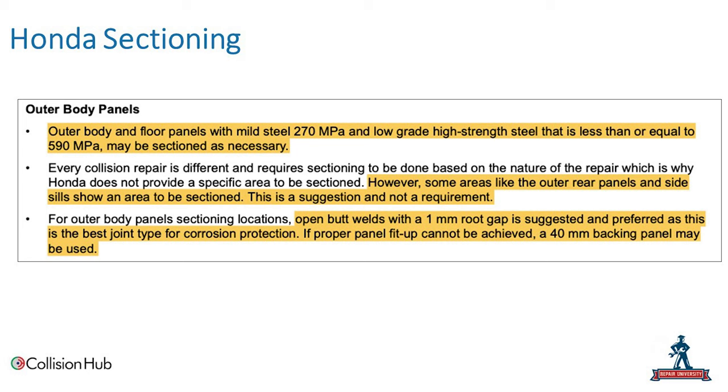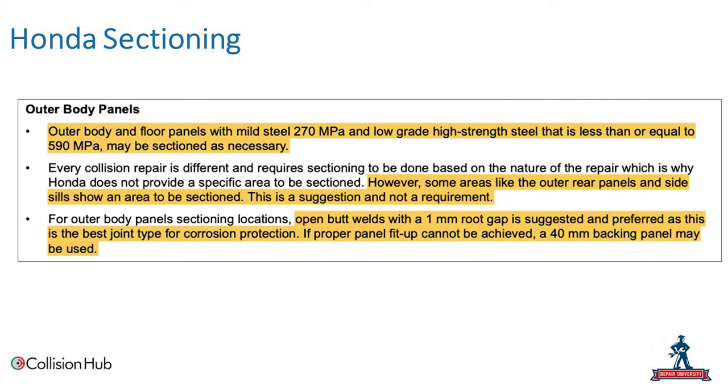Again, they're very specific when it comes to lower rails. This is the location. They do, again, allow that partial part of factory seams. So if I've got that collapse zone in front and it's damaged and the damage extends beyond the sectioning, I may have to replace that at factory seams. And that doesn't necessarily mean the entire lower rail. It could mean to the cowl area, potentially.